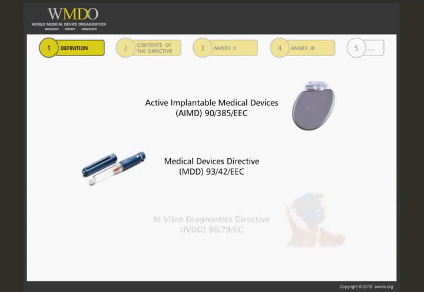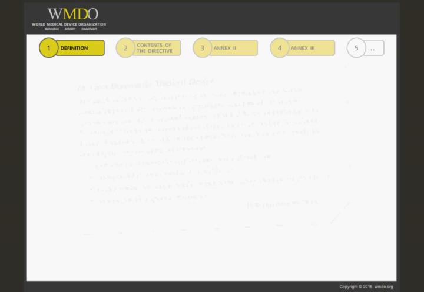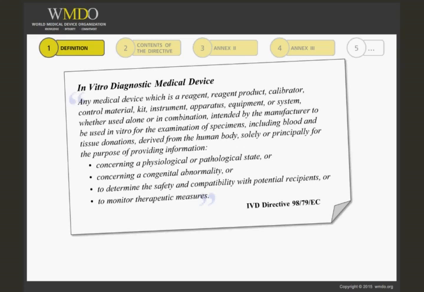The In Vitro Diagnostics Directive 98/79/EC, or IVDD, is the third in the family of medical device directives. So, what is an in vitro diagnostic, or an IVD?